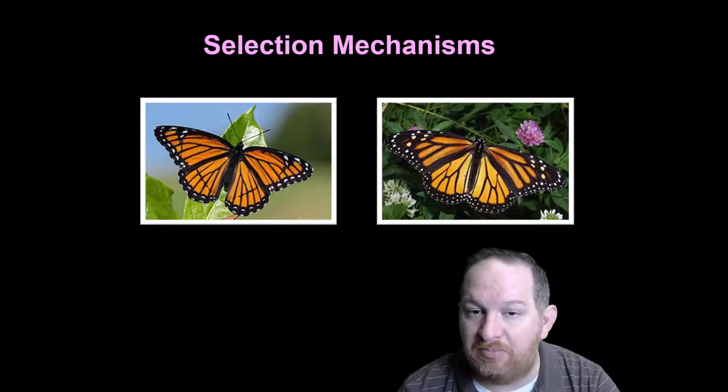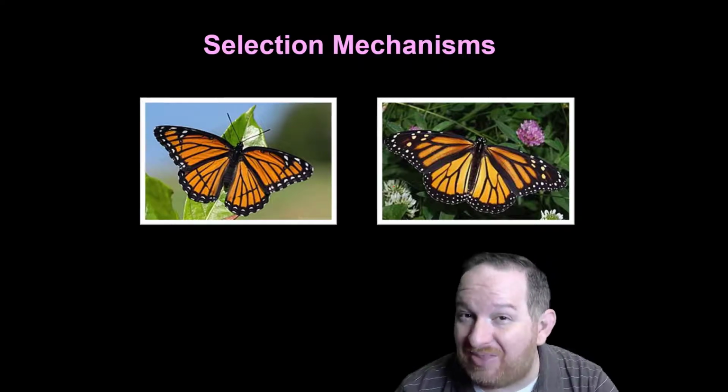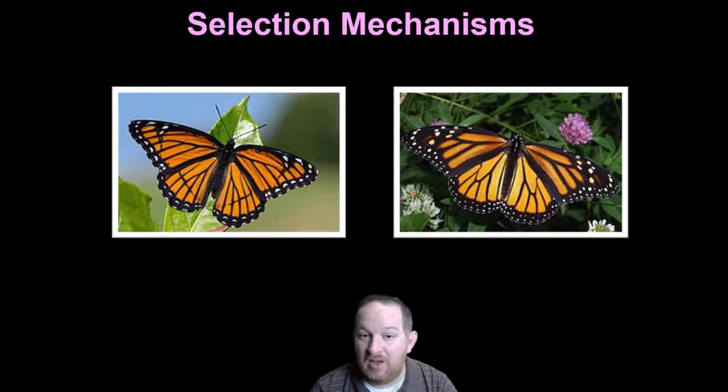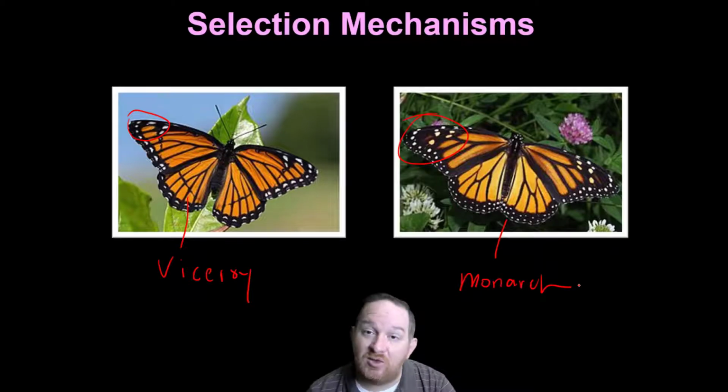Take a look at both of these pictures. Is that the same butterfly? If you look close, they look similar, but there are some slight differences. What are these? This one happens to be what we call the viceroy butterfly, and this one is the famous monarch butterfly. Why do they look the same?